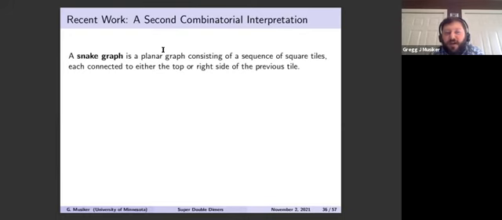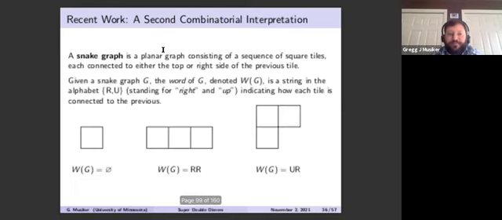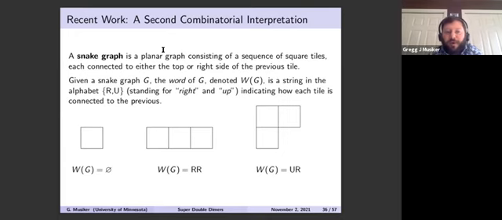So the main result of our new paper is a snake graph formulation that also gives you a combinatorial interpretation of these super lambda lengths. So just to remind you, a snake graph is a planar graph with square tiles connected to the top or right of the previous tile. So you can build a word out of it using this alphabet of right and up steps.